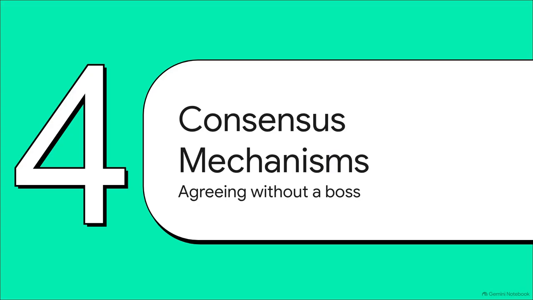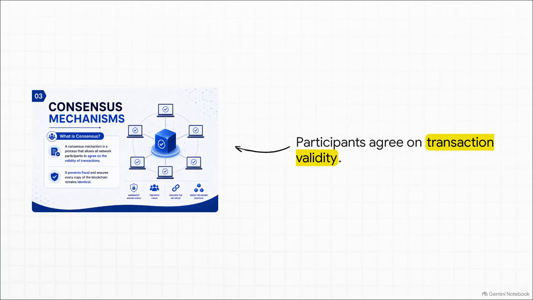Section 4. How networks reach a consensus. Now, this introduces a massive, entirely logical question. If every single computer on a global network has a copy of the ledger, and there is no central boss in charge, how do all these separate computers agree on what is actually true? Well, the answer is a consensus mechanism.